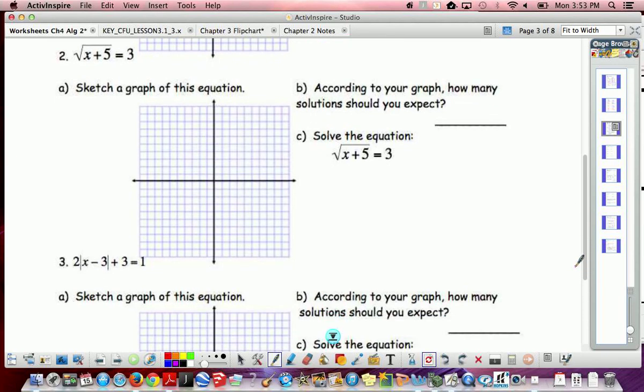All right, number 2, same process. It says, sketch the graph of this equation. So on my calculator, the top part here, I'm going to put in as y1, and here I'm going to put in as my y2. So I'm going to go to my calculator.